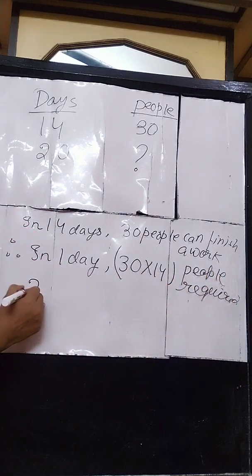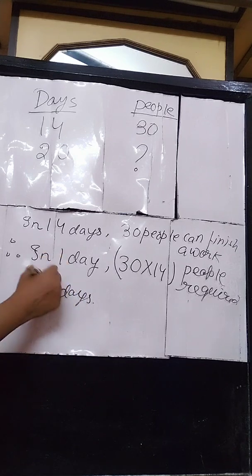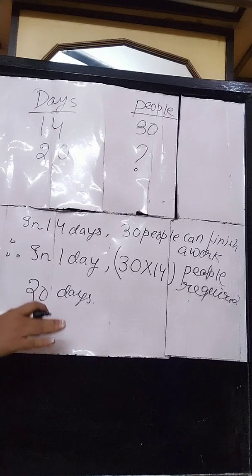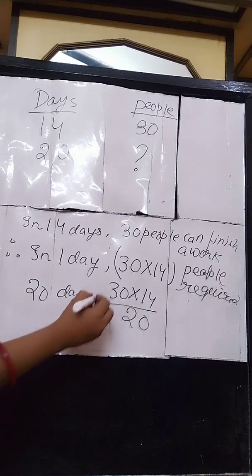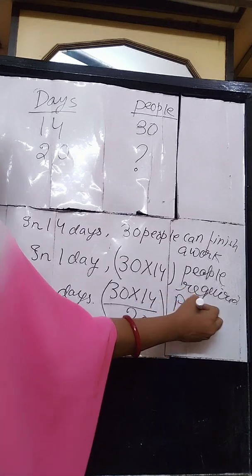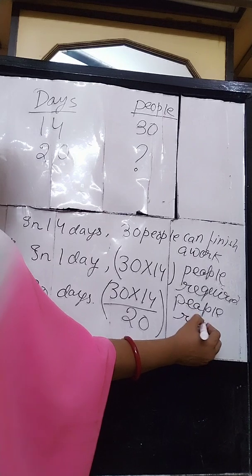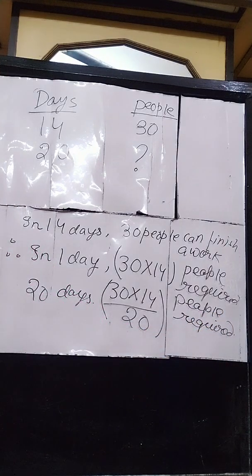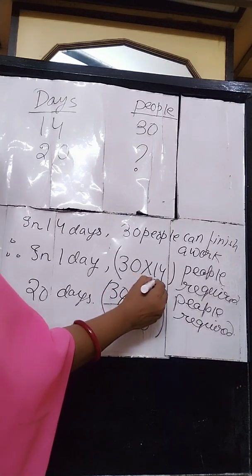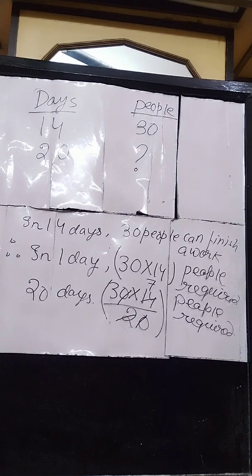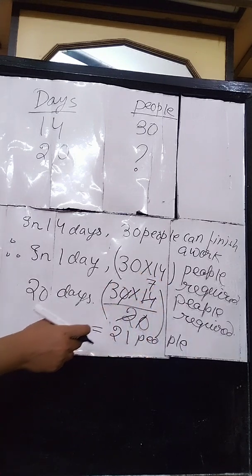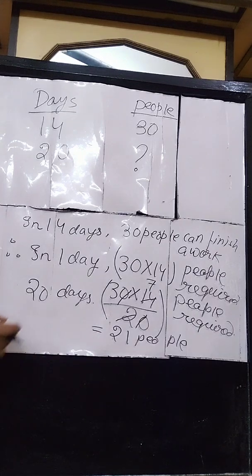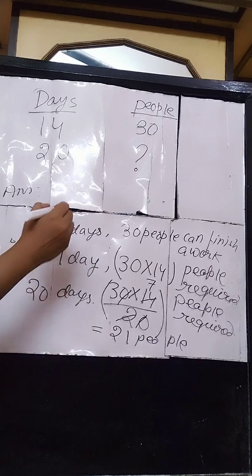Now, in 20 days, again the number of days is increasing, which means working people can be reduced. So 30 into 14 by 20 people are required. Now you have to do the calculation, that is 21 people required. 2 7s are 14 and 21 people required. So your answer will be 21 people.